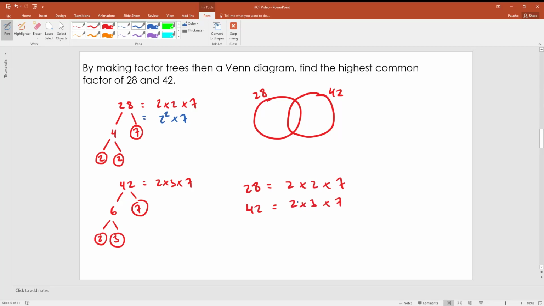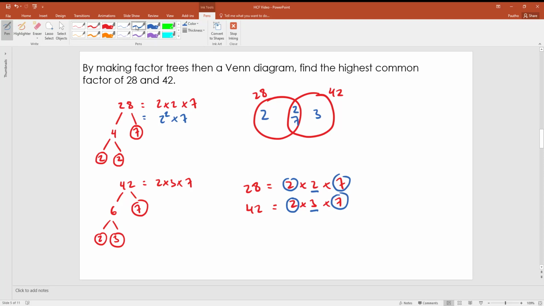So we'll start with 28 and look at the first factor, 2. I hope you see that this 2 will go in the middle of the Venn diagram because it's in both these numbers. So 2 is a factor of both of these numbers, so it goes in the middle. This second 2 will only go in 28 because there's only one 2 in 42. And this 7 will go in the middle. It's in both numbers. And so all that's left is this 3 here, which is only in 42.